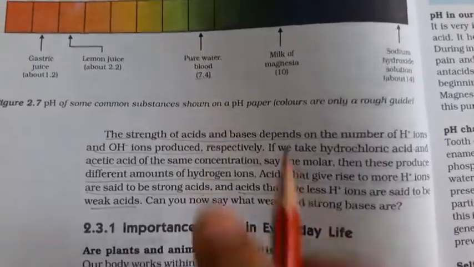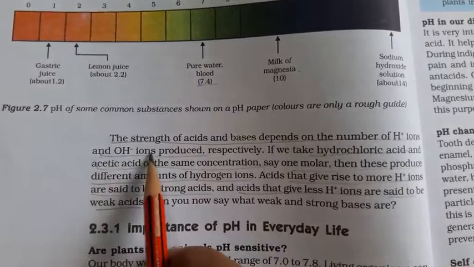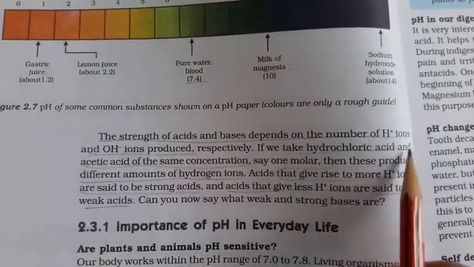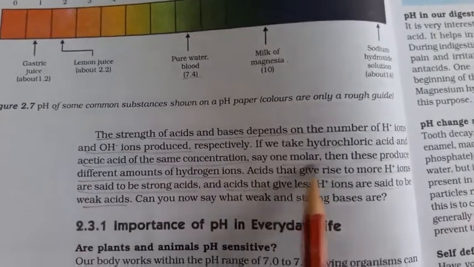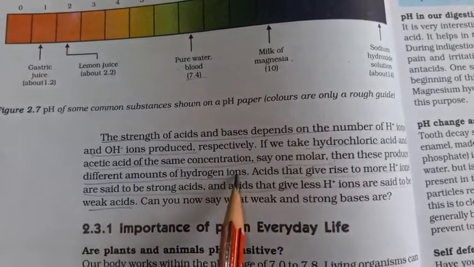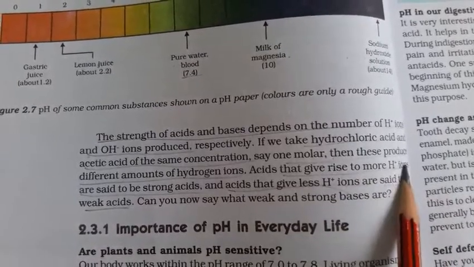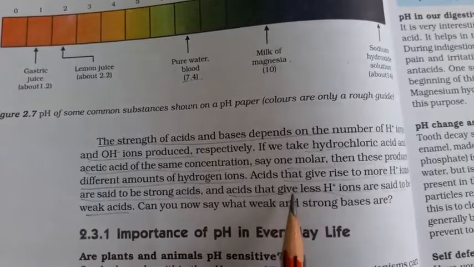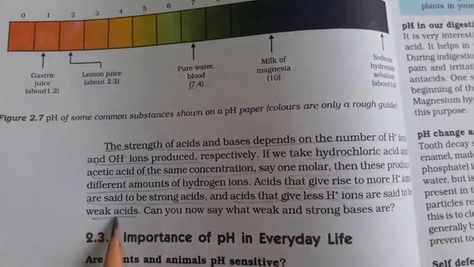Next, the strength of acids and bases depends upon the number of H positive ions and OH negative ions produced respectively. If we take hydrochloric acid and acetic acid of the same concentration, say 1 molar, they produce different amounts of hydrogen ion. Acids that give rise to more H positive ions are said to be strong acids, and acids that give less H positive ions are said to be weak acids.